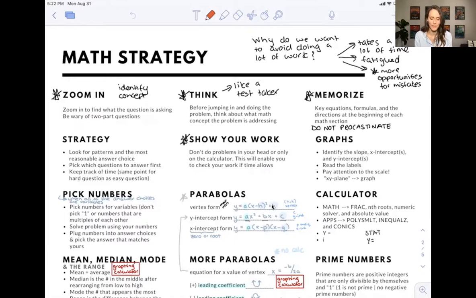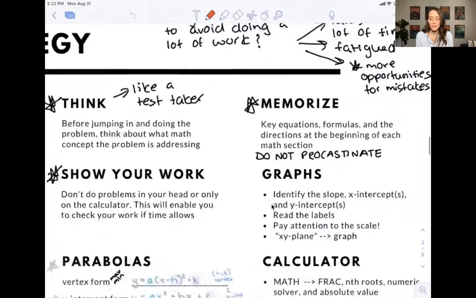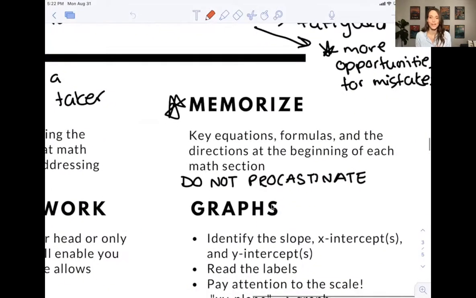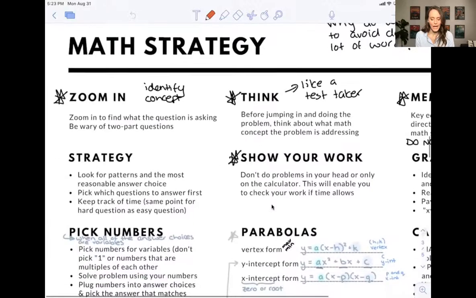Okay, so we already talked about the importance of zooming in and thinking like a test taker. Don't overcomplicate the problem. You want to pause before you dive in. I told you how important it is to memorize this stuff in here. Don't procrastinate. The sooner you start memorizing this stuff, the better. It's not going away. I'm not going to be emailing out an update 2 weeks from now saying, just kidding, you really didn't need to know all of this. You do need to know all of this. So the sooner you get started on it, the better for your SAT score.